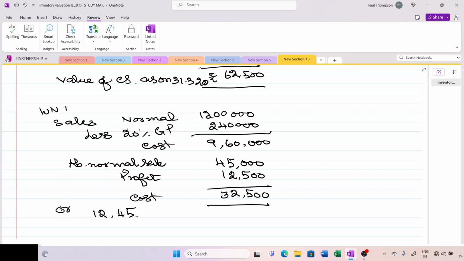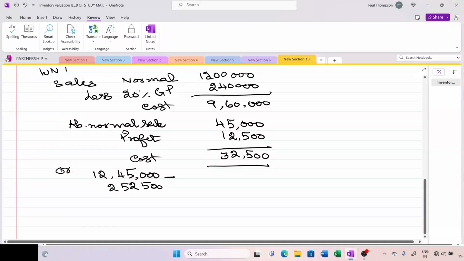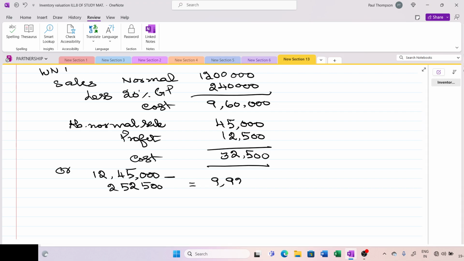You can write like this, or straight away you can take 12,45,000 sales minus profit. Sometimes ICW will do it like this: 2,52,500, that is the total profit earned. So 12,45,000 minus 2,52,500, again you are going to get the same figure, 9,92,500. This is the cost. So you give the working note, and that's all.